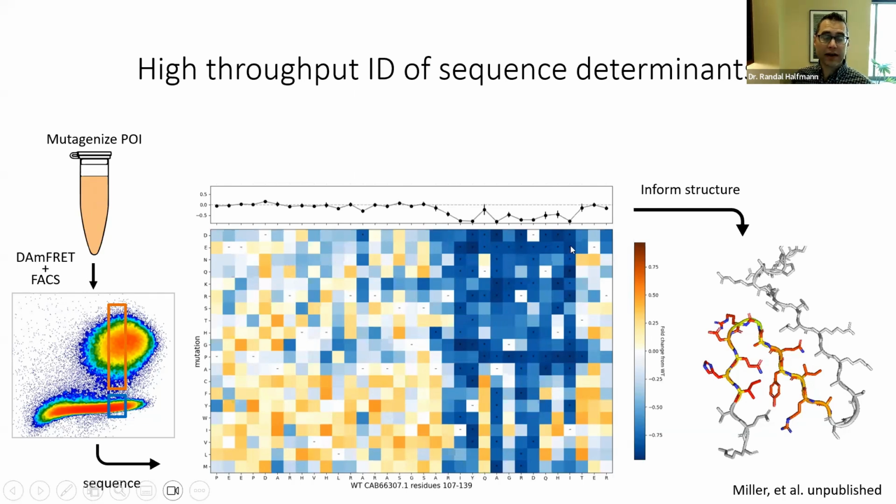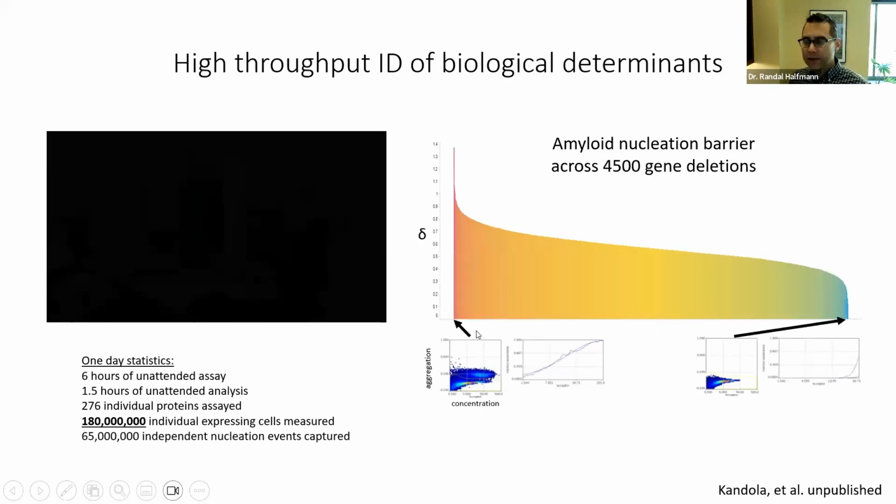And then we can show with an AlphaFold predicted structure that this corresponds to the core of the amyloid multimer. And now I think this is probably my last example. Of course, we can do this in high throughput for biological determinants as well as sequence determinants.